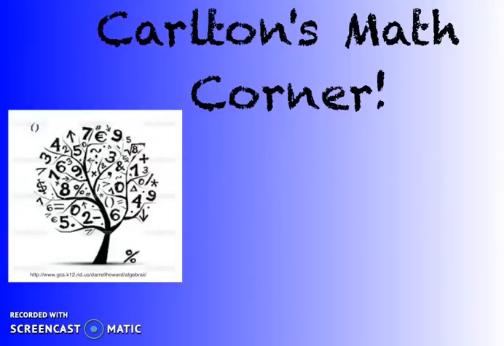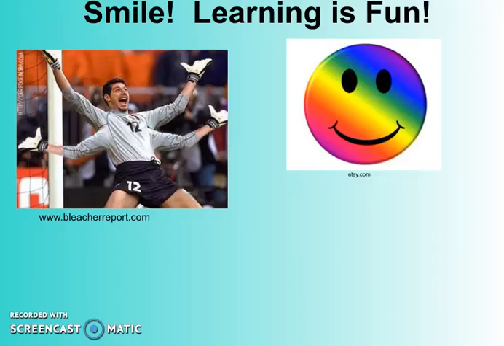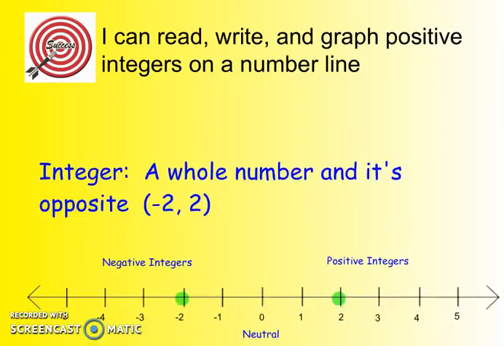Today we're going to be discussing integers and absolute value. To begin, please make sure that you have your math journal as well as something to write with and your vocabulary packet. So let's begin with our target. Our target today is I can read, write, and graph positive integers on a number line.